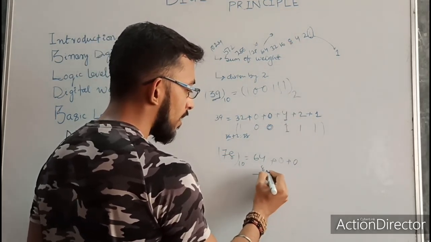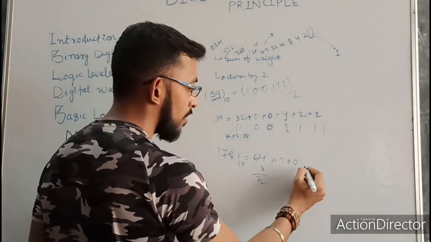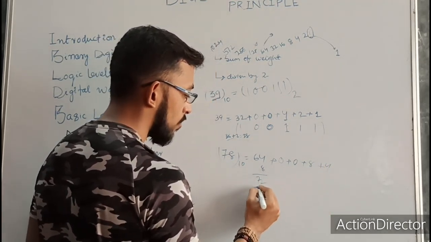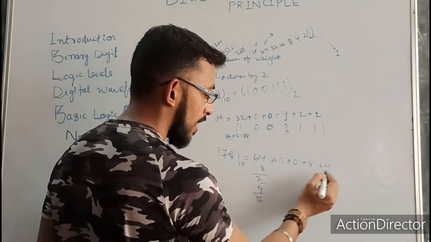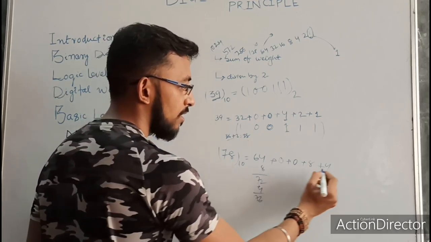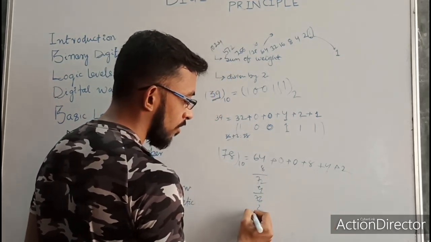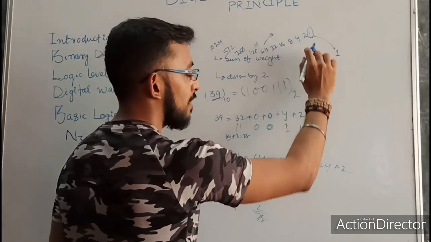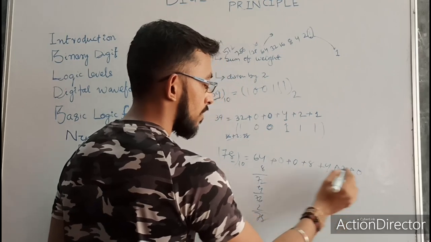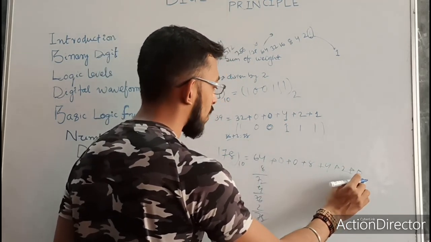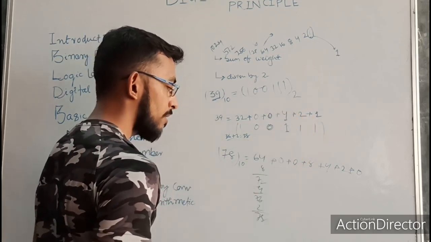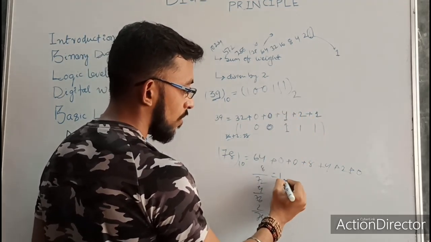For 8, if I add 8, it will give me 72. Yes, I can add 8. Then for 4, 72 plus 4 is 76. Yes, I can add it, 76 is less than 78. Then I can add 2. 76 plus 2 is nothing but 78. Since this is an even number, the last digit will not come. Remember, when there is an even number, the last digit will not come, and when there is an odd number, the last digit will come. So this is the representation: 1, 0, 0.